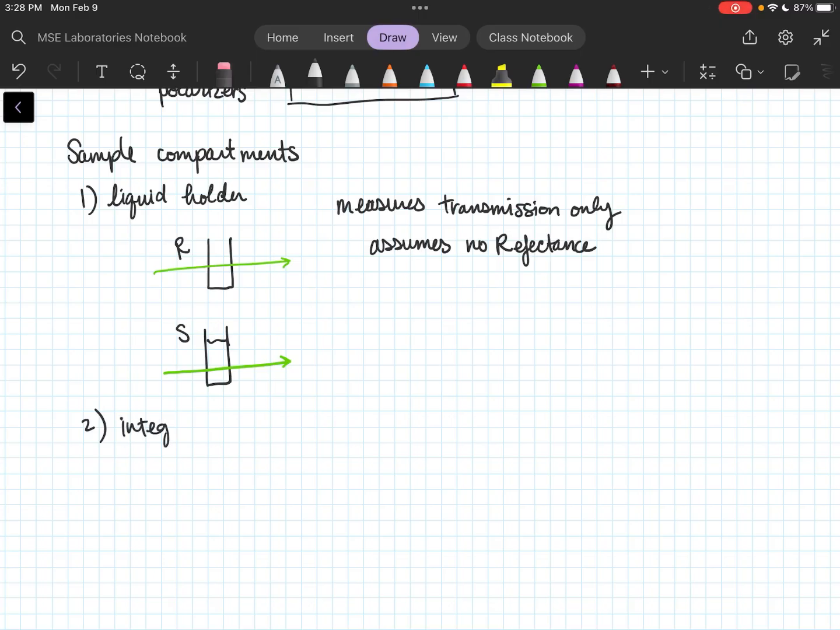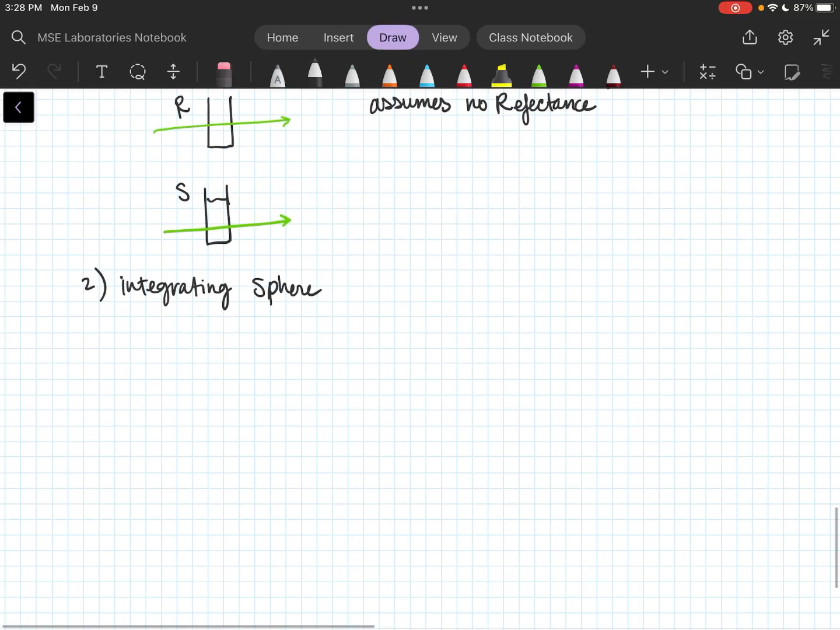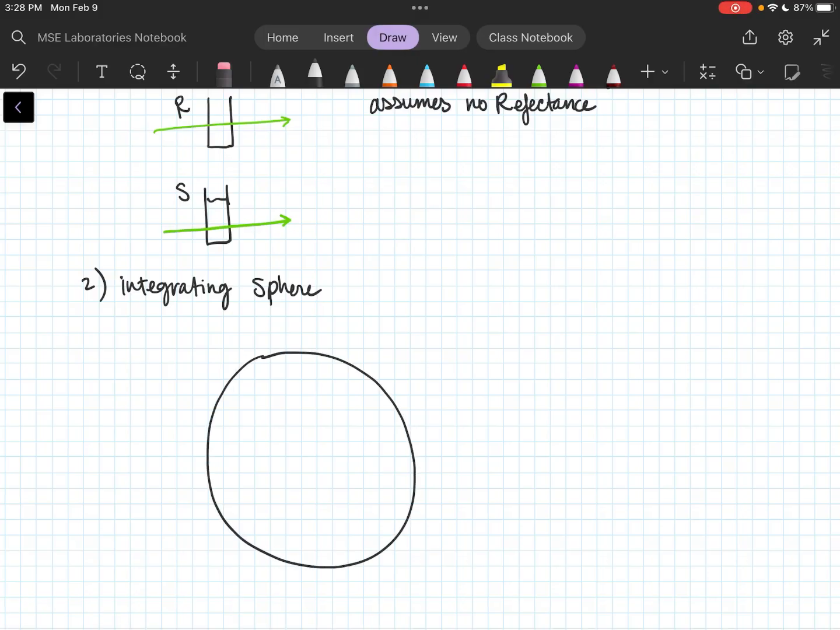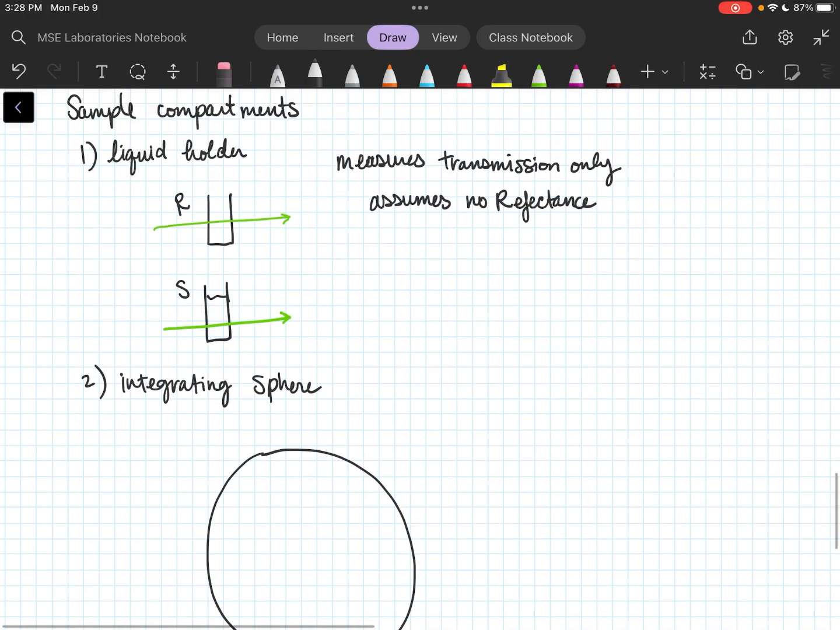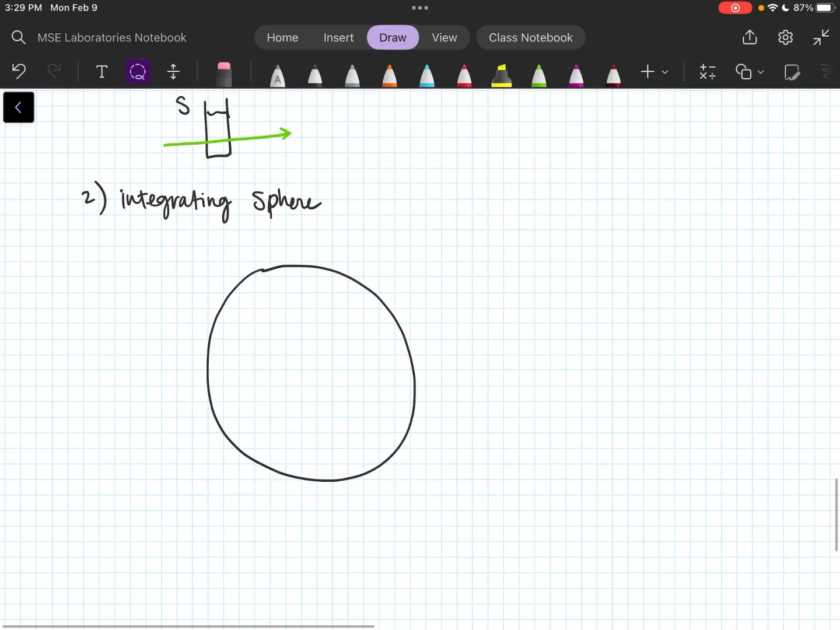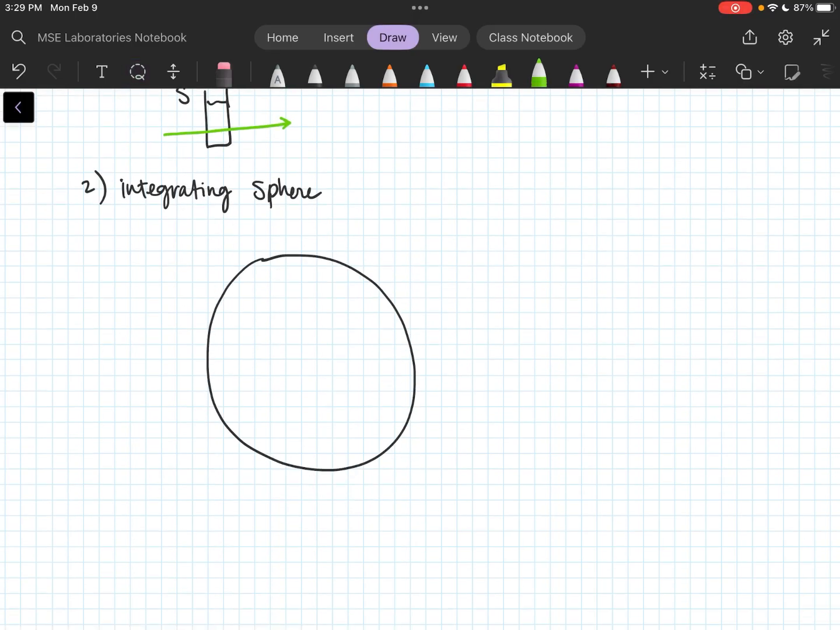The other really common kind of holder that you will see is called an integrating sphere. I am going to draw it from the top as if we were looking down. I did a weird thing with the last one: we wouldn't lay the cuvettes down the way I drew it in the liquid holder. I was drawing them as if they would be standing up in the liquid holder.